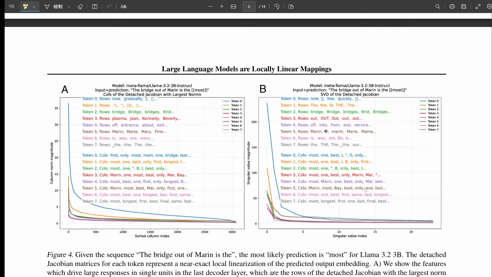The V vectors, when decoded back to the input token space, often relate directly to the input tokens or the core concepts within that input sequence that are driving that specific computational mode. Again, in their examples, you see words like bridge and marin showing up. So SVD essentially breaks down this localized linear computation into these core modes that seem to connect specific input concepts to potential output concepts for that instance.